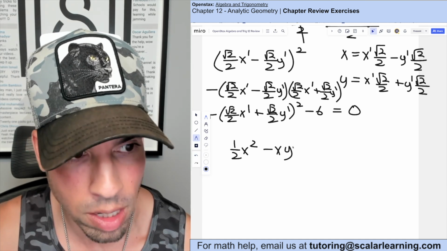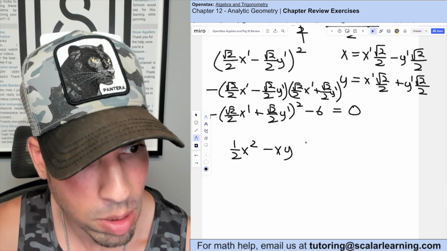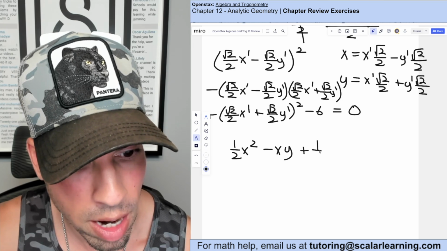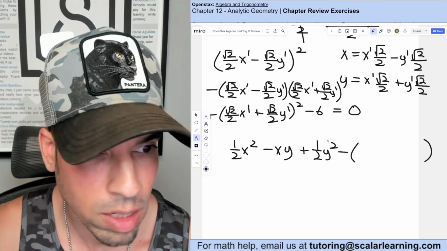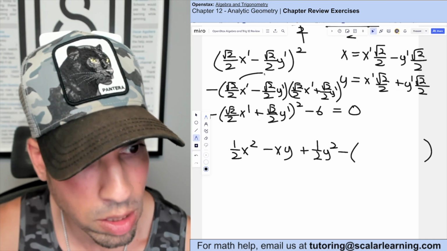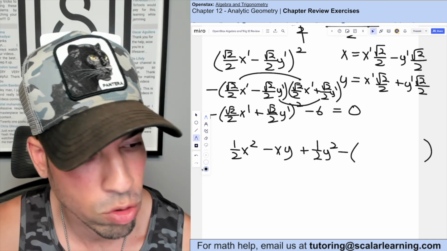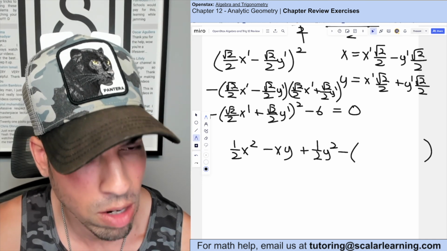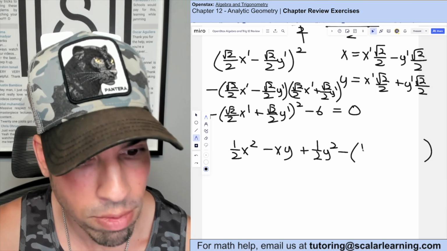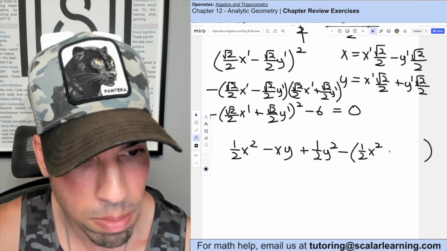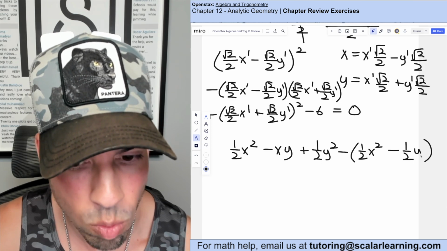I'm just doing the foiling kind of mentally. And then it's again going to be 1/2 plus 1/2 y squared. And then over here we're minusing, and then it's this kind of like difference of squares. So it's really just these two and these two multiplied, because the inner terms are going to cancel out. So that's going to be 2 over 4, or 1/2 x squared minus 1/2 y squared, right?